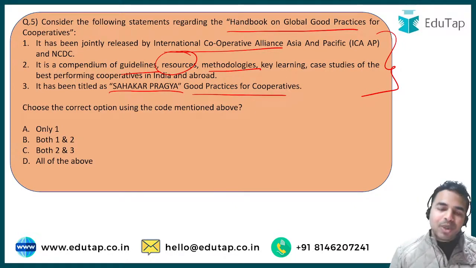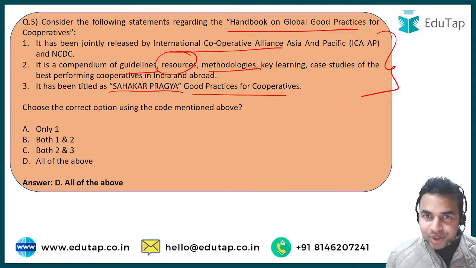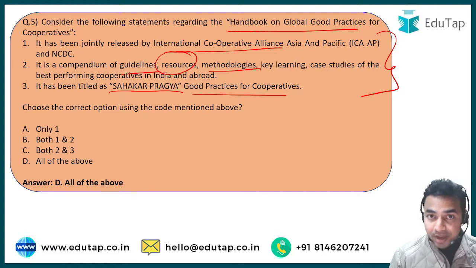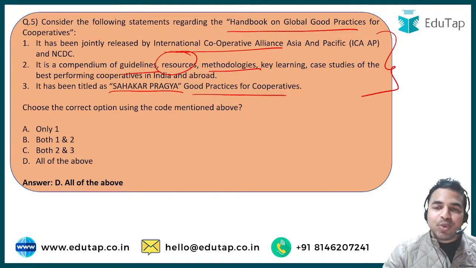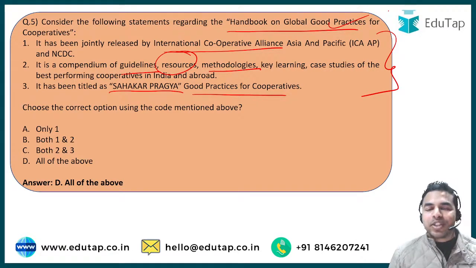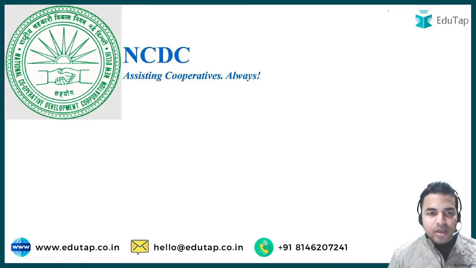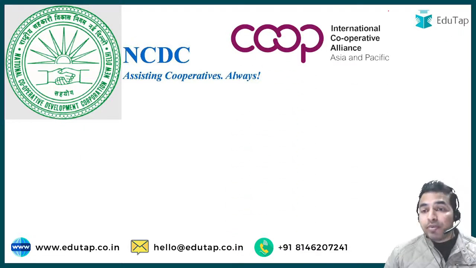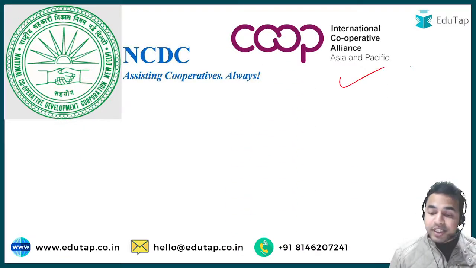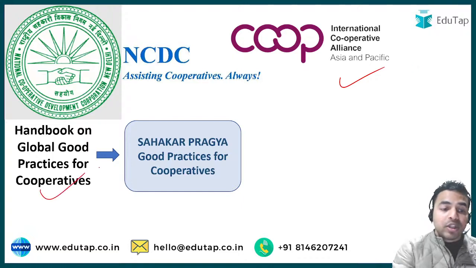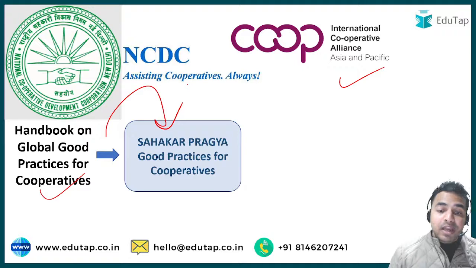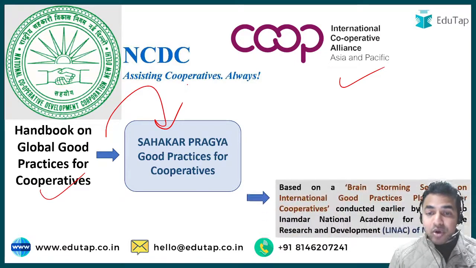So the right answer to this question is option D, that is, all of the above statements are correct in relation to the handbook on the global good practices for cooperatives. NCDC, the National Cooperative Development Corporation, in cooperation with the International Cooperative Alliance Asia and Pacific, has launched the handbook on the global good practices for cooperatives, titled Sahakar Pragya Good Practices for Cooperatives.